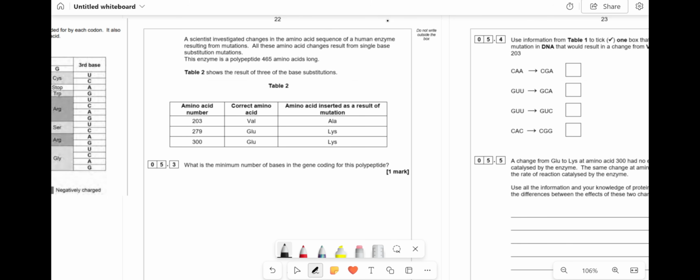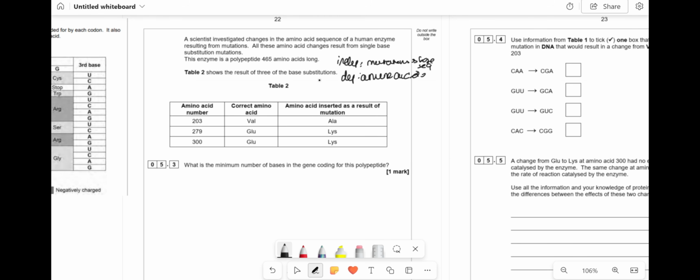So scientists investigate the changes in amino acid sequence of a human enzyme resulting from mutations. All of these amino acid changes result from single base substitution reactions, and the enzyme is a polypeptide that is 465 amino acids long. Real quick, independent, dependent. They're looking at the changes in the amino acid sequence resulting from mutations. So the independent, technically speaking, is going to be the mutations, because that's the base sequence, and the dependent is the amino acids that come from it. Just helpful to get a good idea of that.